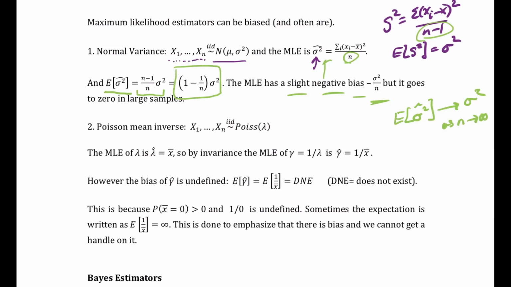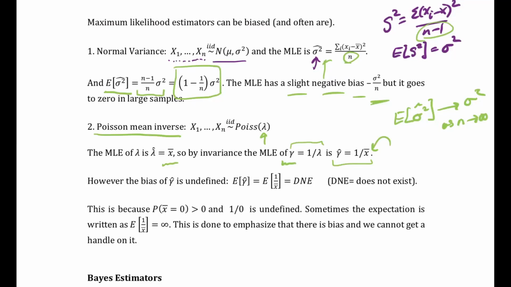Here's another one. We're going to come back to that example in a second, but here's another one. Let's look at a Poisson distribution. Here x1 through xn are Poisson lambda. And the maximum likelihood estimator for the mean of a Poisson distribution is also the sample mean. And of course, by invariance, the maximum likelihood estimator of a function is the function of the maximum likelihood estimator. So the maximum likelihood estimator of gamma, which is 1 over lambda, is just 1 over x bar, because I've plugged in the maximum likelihood estimator here.